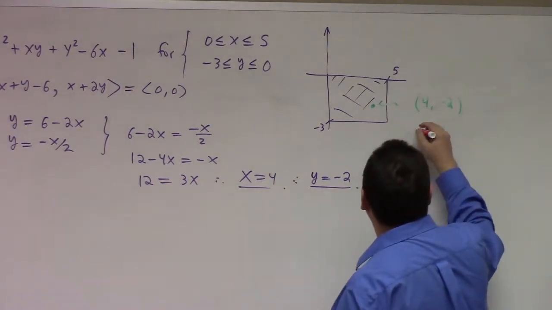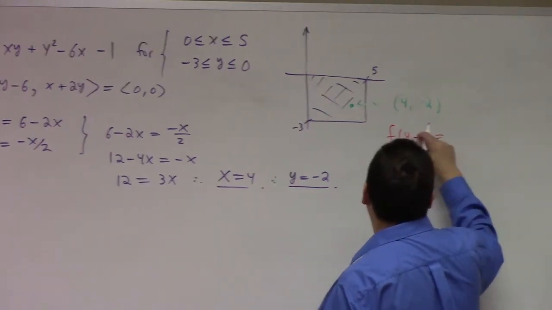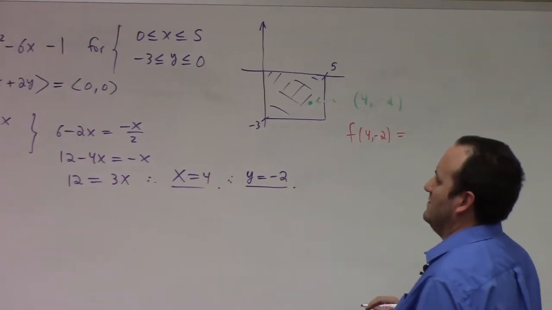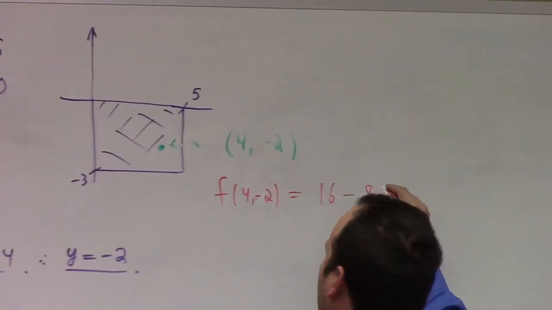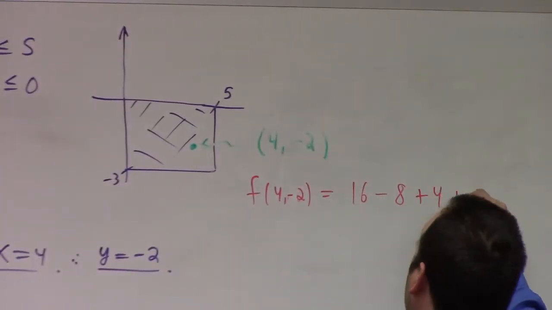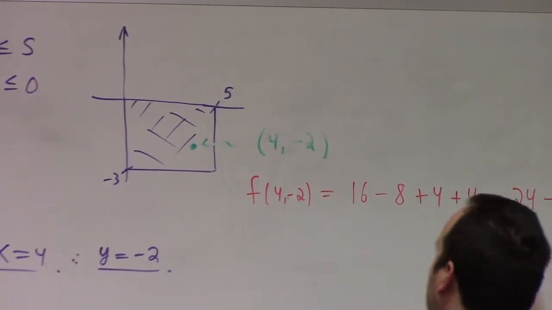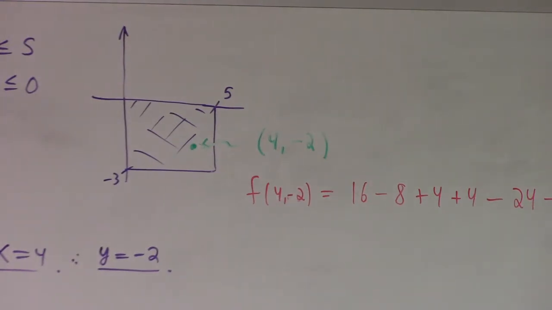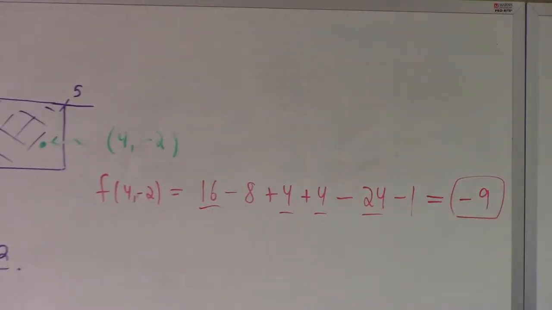Let's see here. So f of 4, minus 2 is what? We need that for future reference. 16 minus 8 plus 4 minus 24 minus 1. So this and this cancel, and it leaves you minus 9. That's not the answer necessarily, but that's a possible answer, right? Then what do you do?